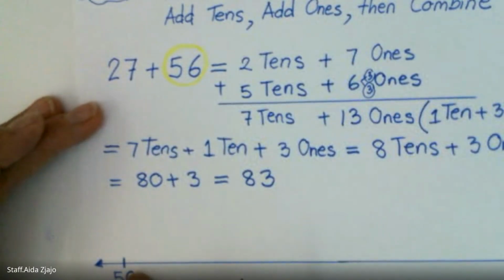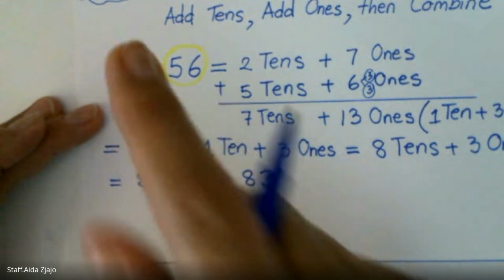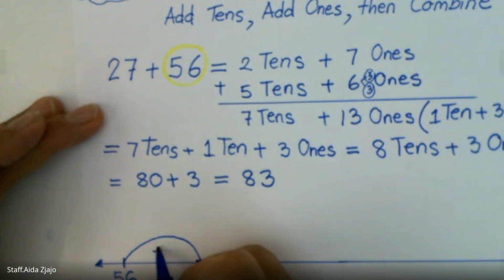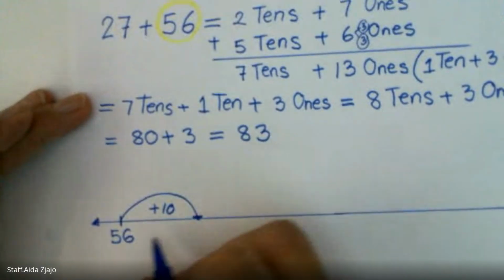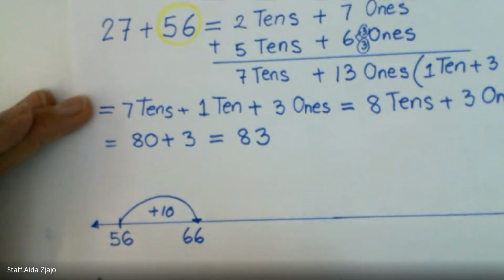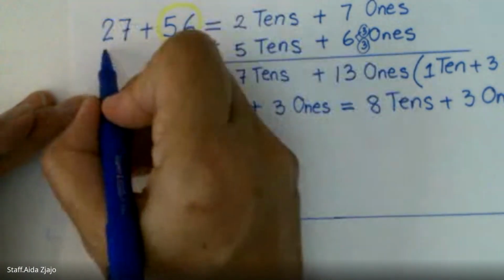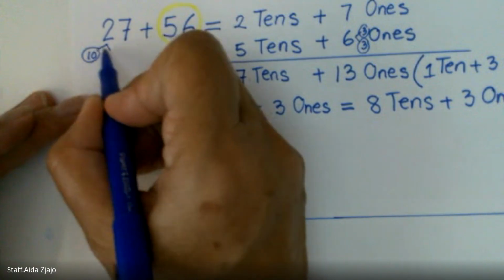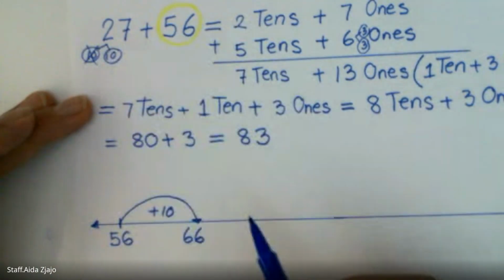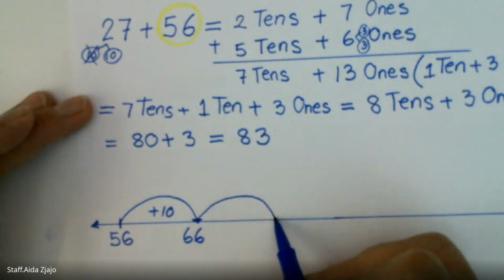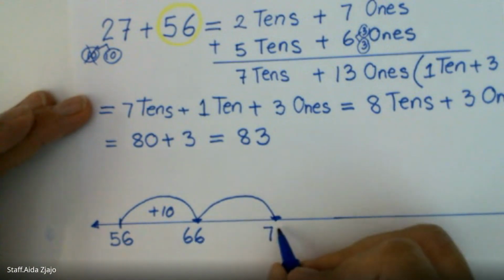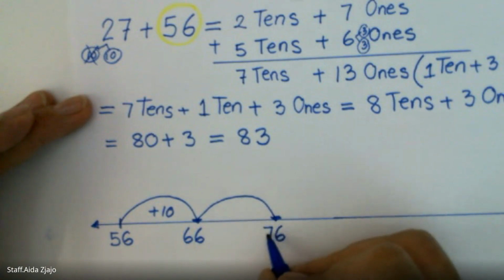Now I need to add 2 tens and 7 ones. So I'm going to add 1 ten. That would be 5 tens plus 10 is 6 tens. It's 66. I'm breaking this apart into 10 and 10. So I add this 10. Now I need one more, so I'm going to add one more 10. And 6 tens plus one more 10, 7 tens plus 6 is 76.